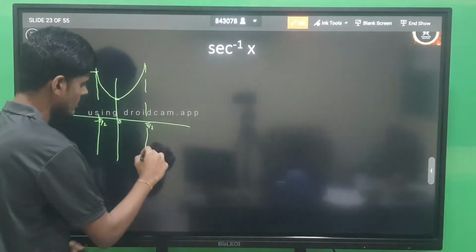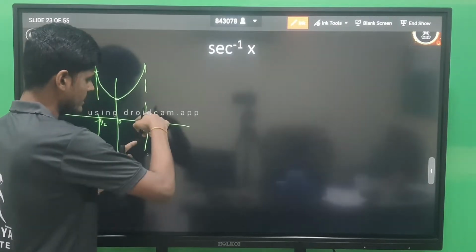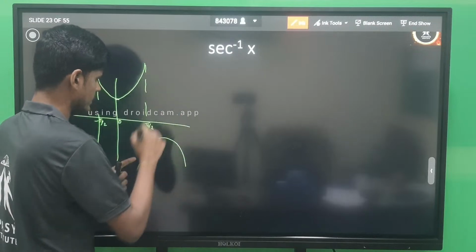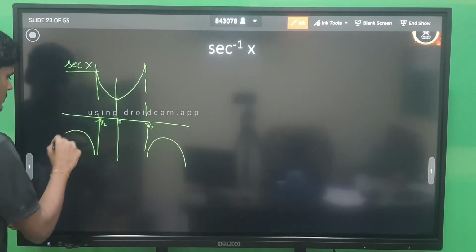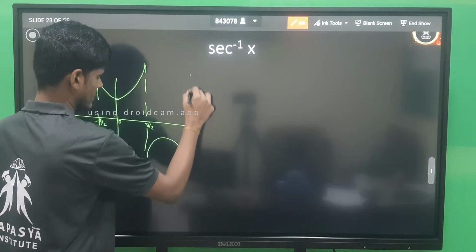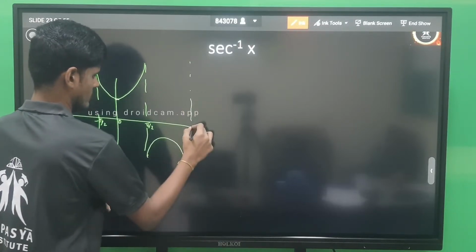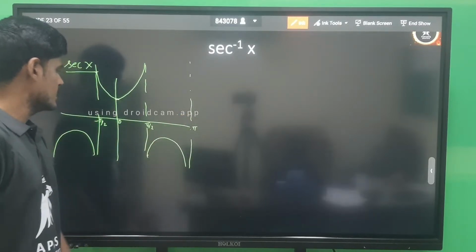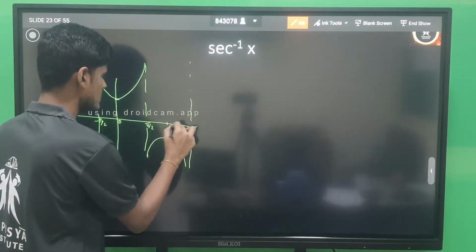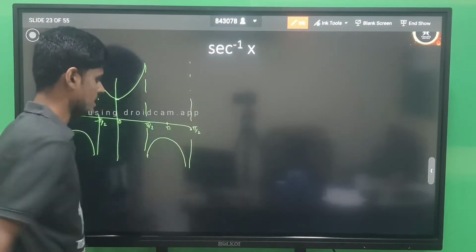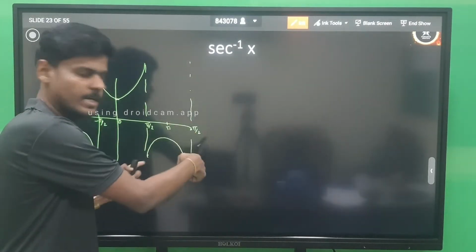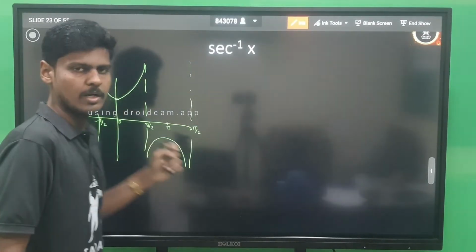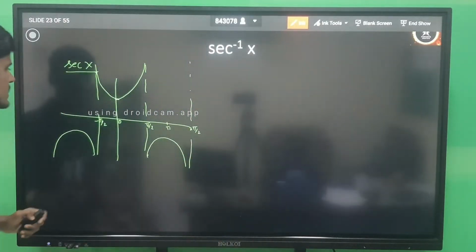Next, what do we have from here? Again, secant 90 to 180 will be negative value, so it will be like this. Same way here. This will be 180. So this is how we should draw the graph of secant. Sorry, this is 180, this is 270. At 90, 270, secant will become infinite, undefined. At other places, 0, pi, it will be 1 or minus 1. So graph of secant x is like this.